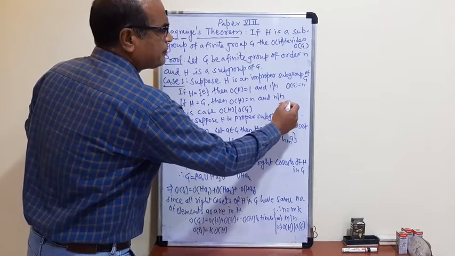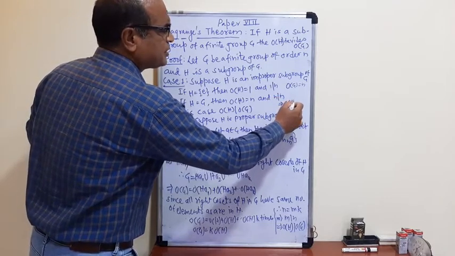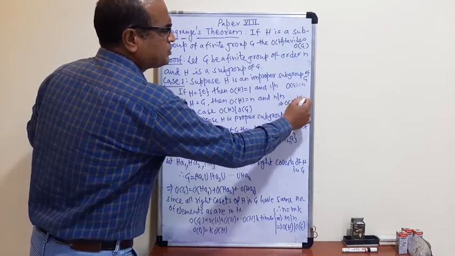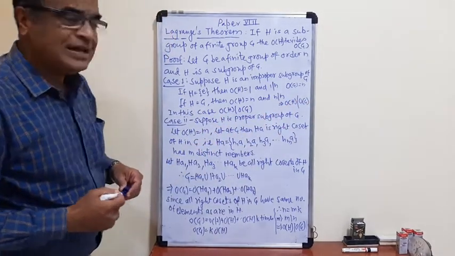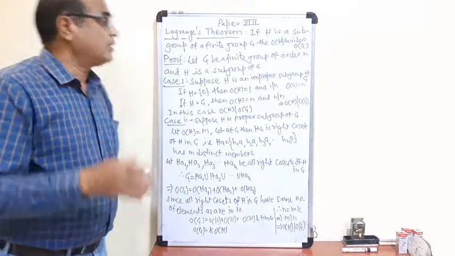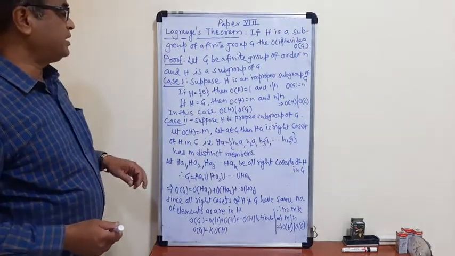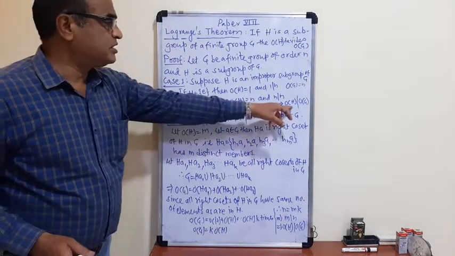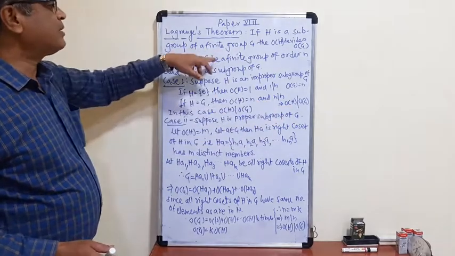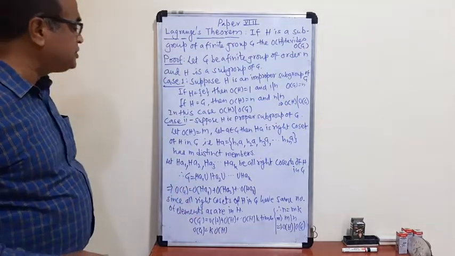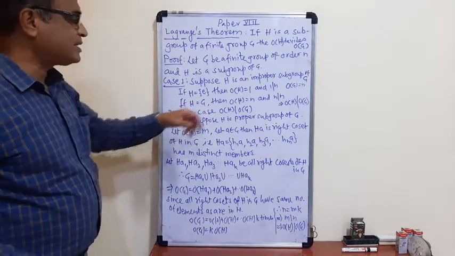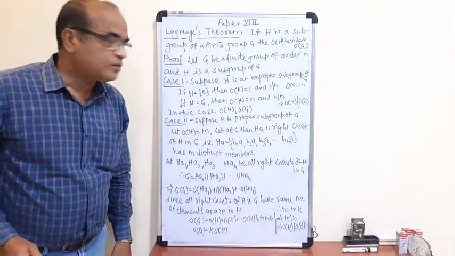Order of H divides order of G. Clearly, if H is an improper subgroup of G, then this is proved here. So hence the theorem is proved in this case. Order of H divides order of G.